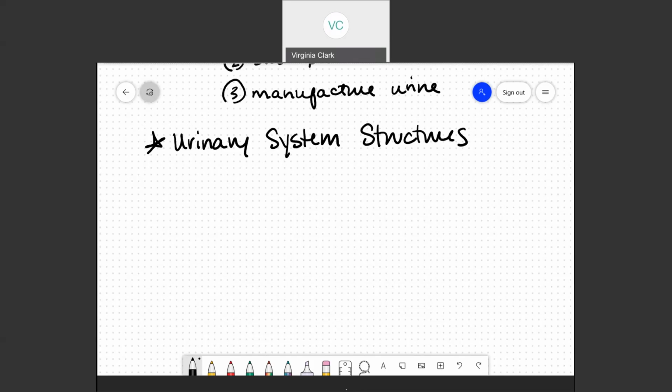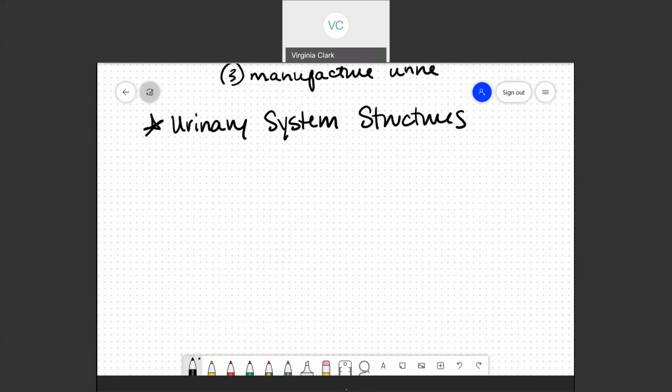The kidney is going to be our main structure, but let's look at the overall urinary system structures. Here's our little person. When we're talking about the urinary system structures, we're really going to be talking about anything that's on the lower half of the body. The first one we're going to have is your renal arteries. You're also going to have your renal veins.